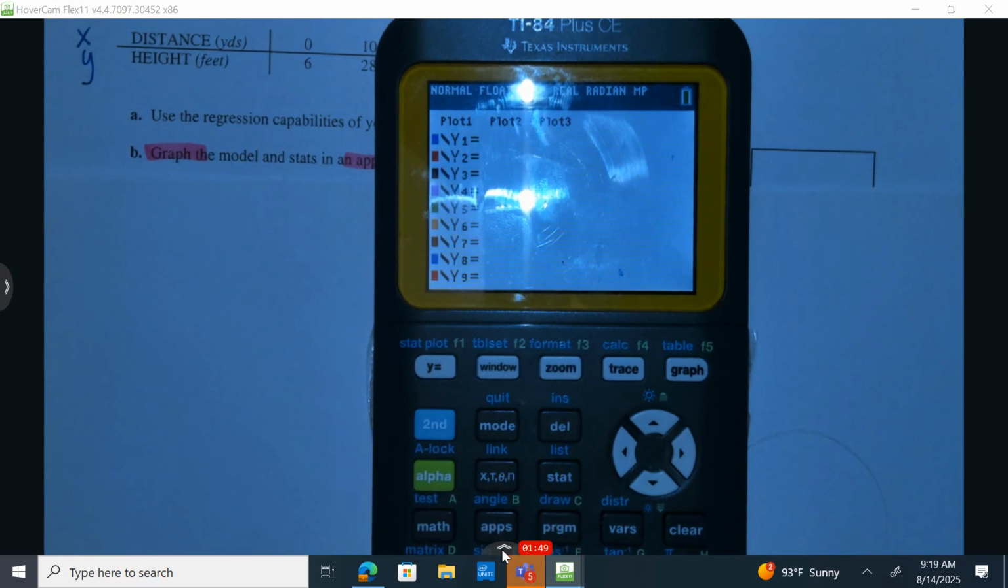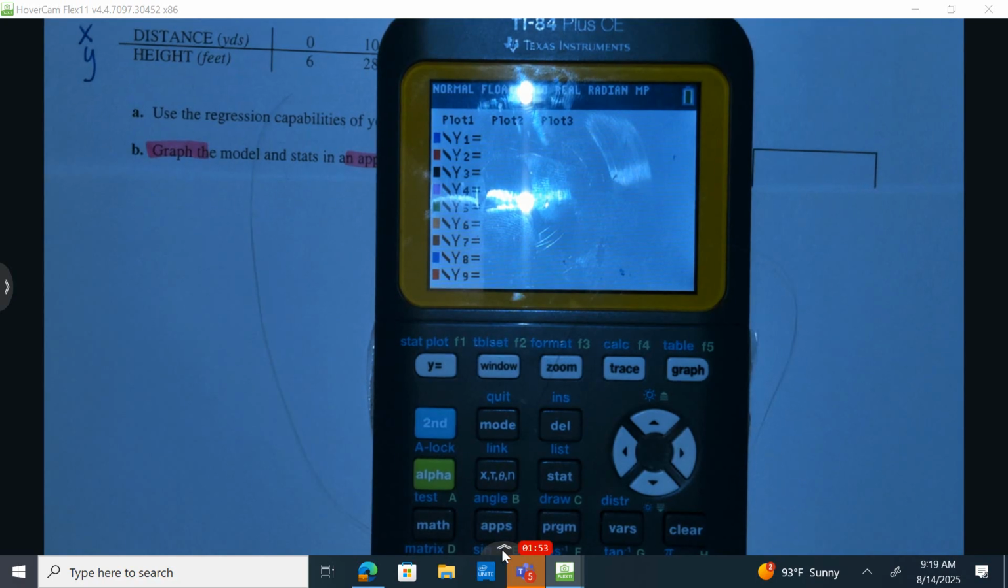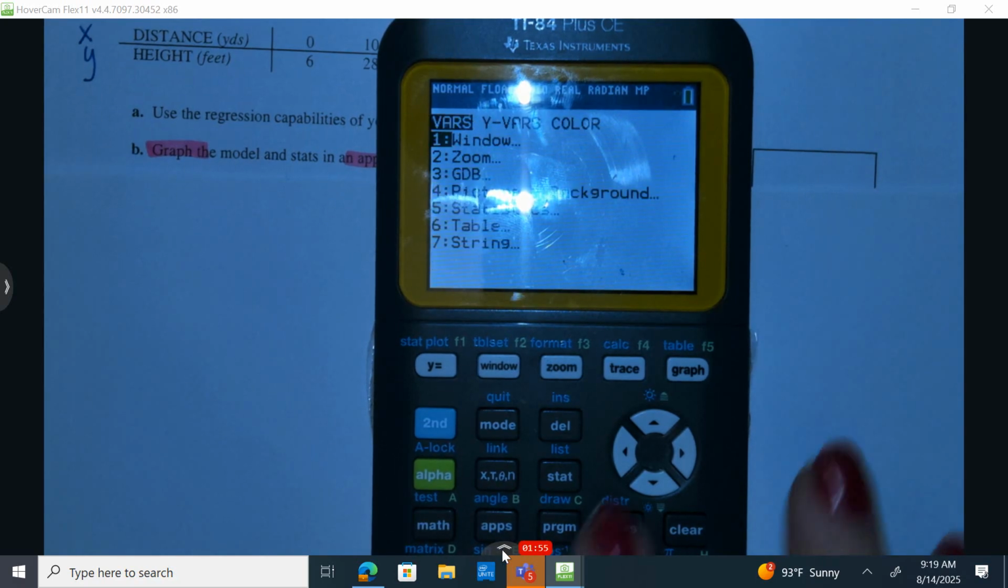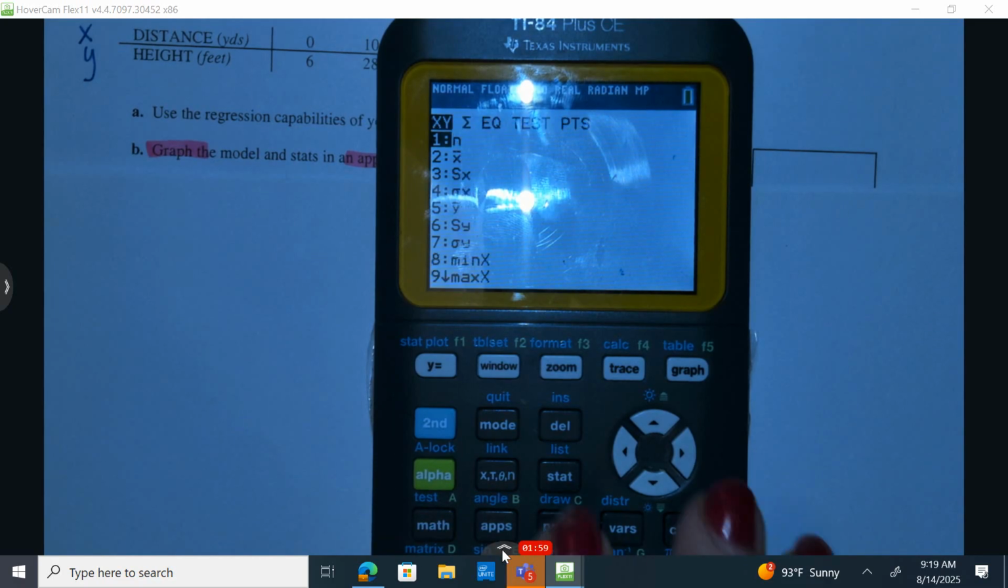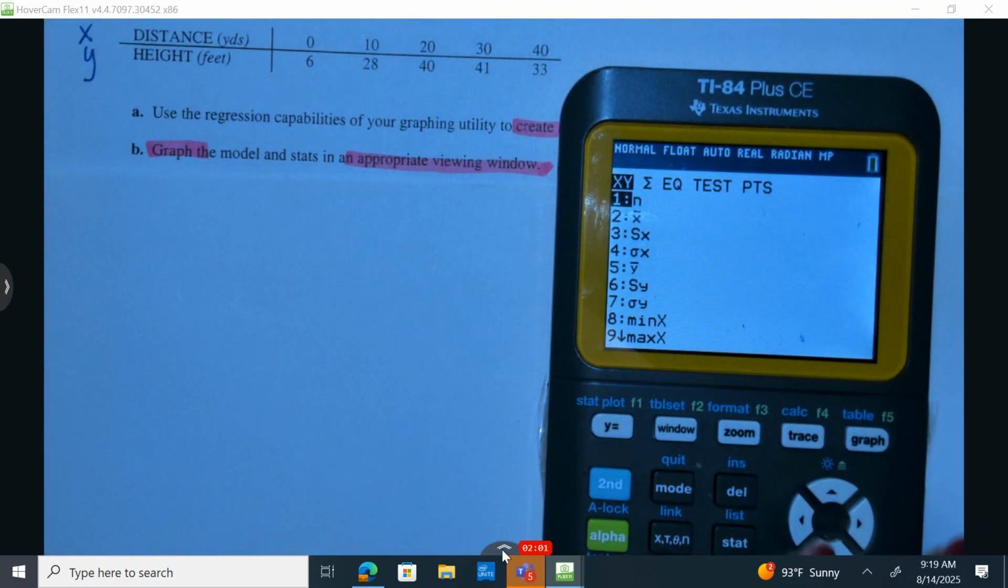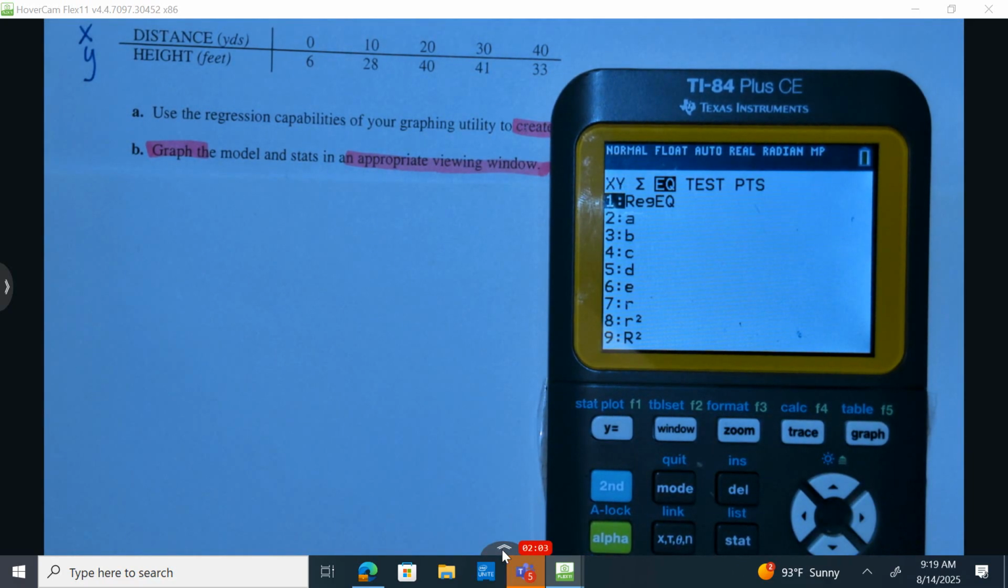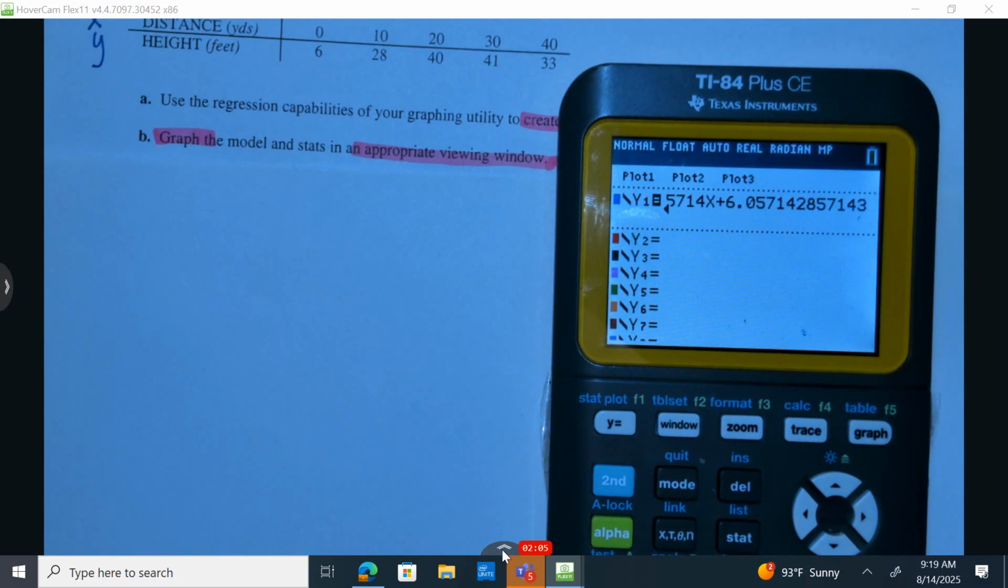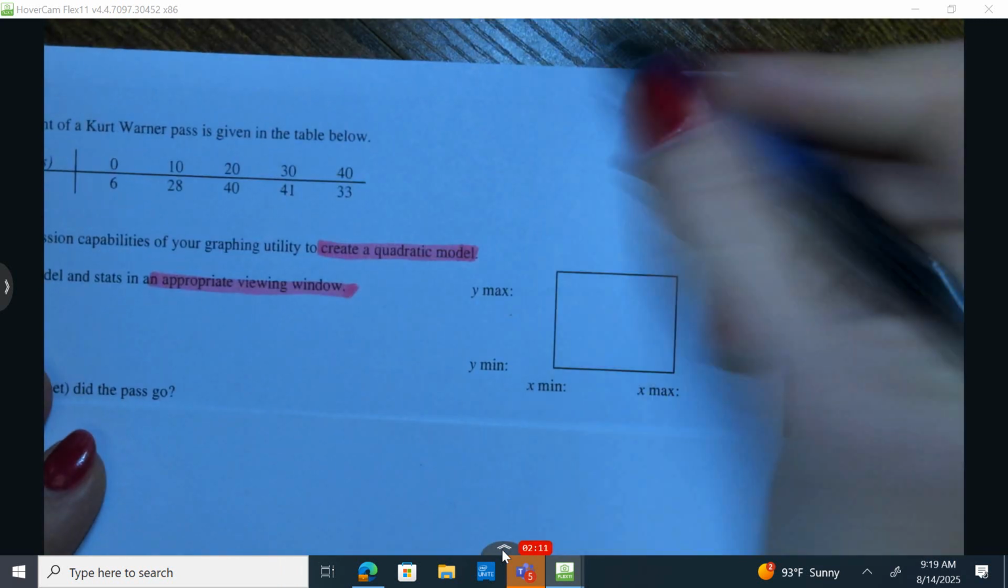So if we can go to Y equals, find the key that says VARS, go down to Statistics, which is number 5. On the top, go across to EQ and press Enter. Okay, are you ready? Go to Window. I want you to think of this right now. I'm going to grab a little pen.